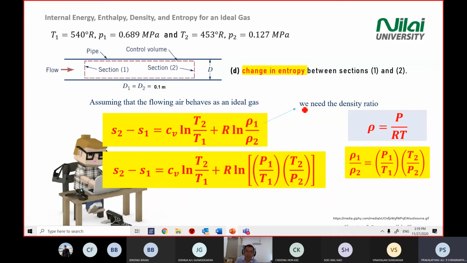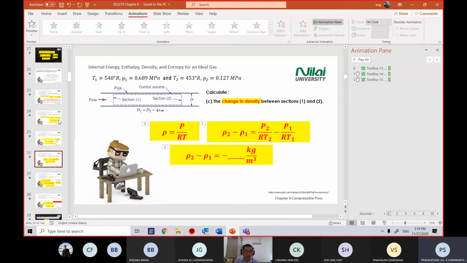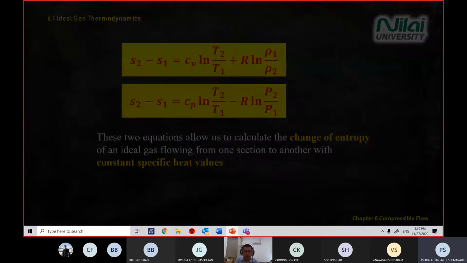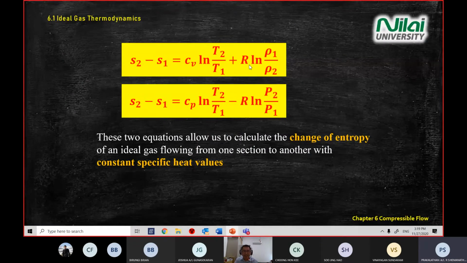In this case, the question only asks you the change of entropy, and you have the pressure and temperature parameters. You know that for entropy you have two equations, right? So you can use either one to find the answer. You have these two equations. You can use either one. Of course you have to know the definition of CV and CP by using the K and R values.